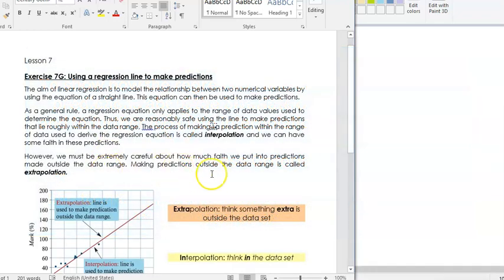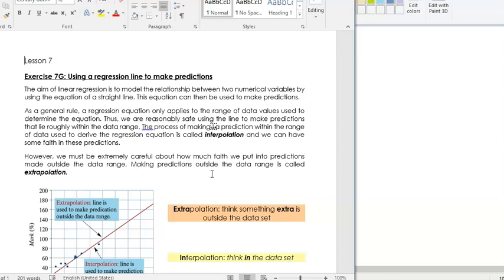The aim of linear regression is to model the relationship between two numerical variables by using the equation of a straight line. This equation can then be used to make predictions. As a general rule, a regression equation only applies to the range of data values used to determine the equation. Thus, we are reasonably safe using the line to make predictions that lie roughly within the data range.